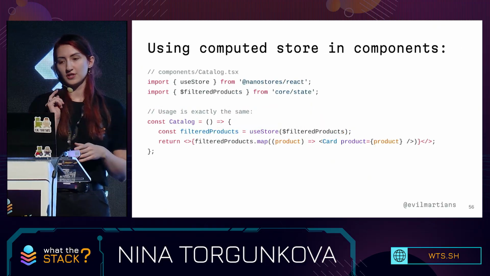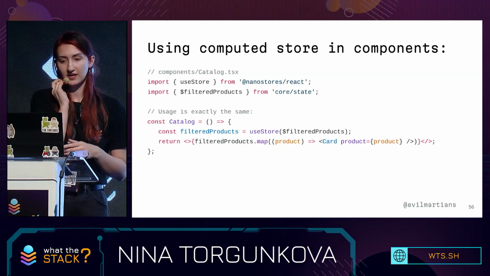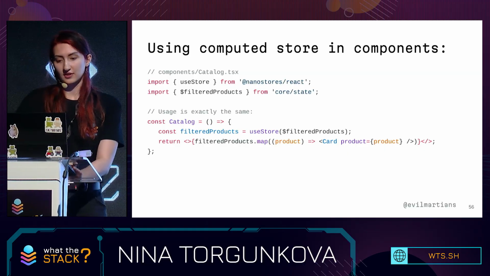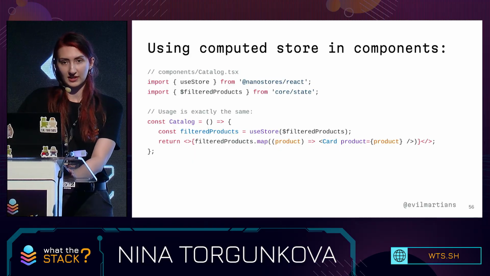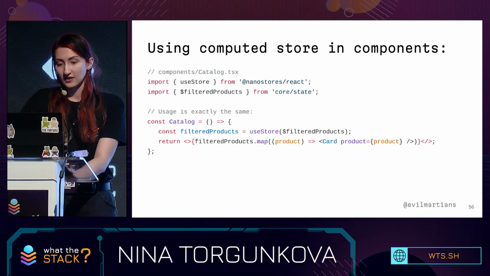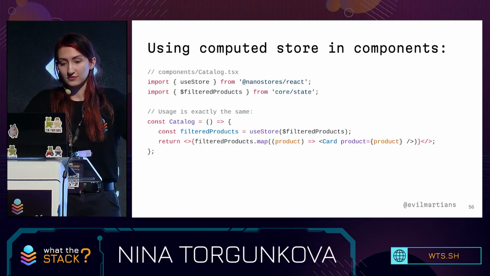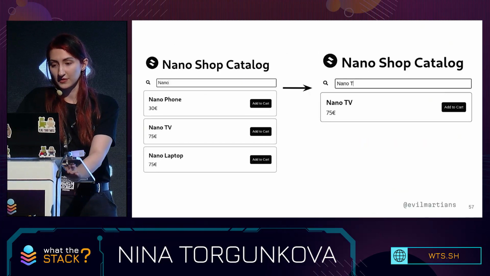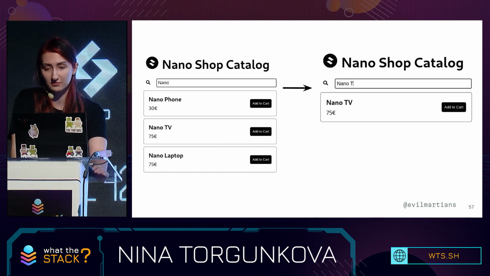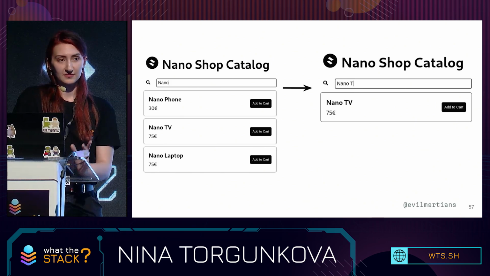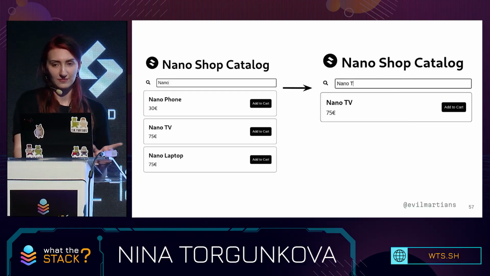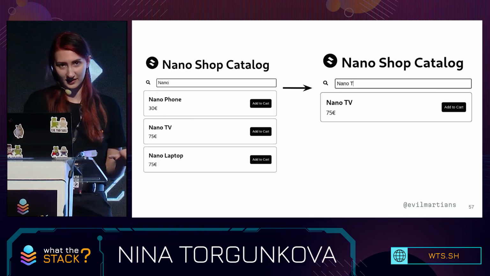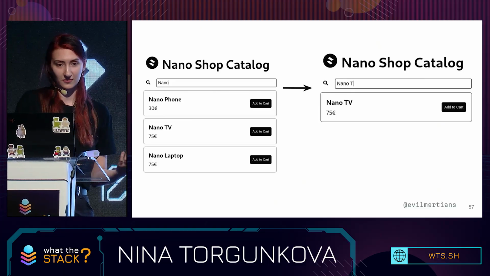Using computed store in components is exactly the same as atom store. Here we change the store that we use in catalog.tsx, and we display the filtered list of products. So now when a user types something in a search field, we will see the updated list. But in real-world situations, it's usually more complex, and we don't store catalog items on front-end side. We usually fetch it from server.